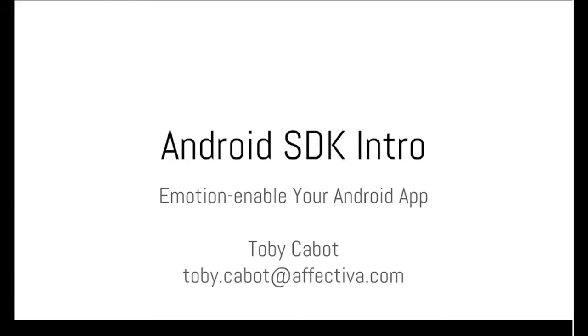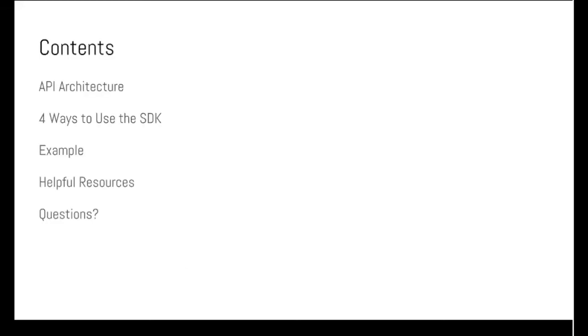So what we're going to do today is basically talk about the API architecture so that when you get into the code, you'll kind of recognize where you are and you won't get lost in the API. We'll talk about the 4 different ways to use the SDK. We basically have 4 different API signatures that you can use for different use cases, and we'll talk about how to choose the right one.